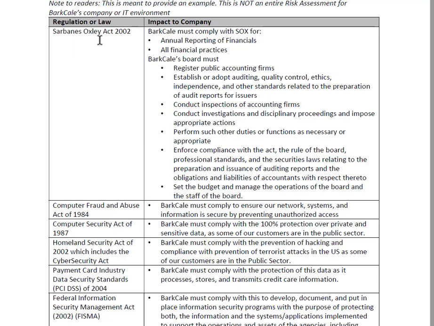You can see for the Sarbanes-Oxley, or SOX Act of 2002, there's a lot of things because they need to make sure that their financials are correct. They have people processing different transactions where there's money actually going out the door or money coming in the door. They need to have segregation of duties as well.